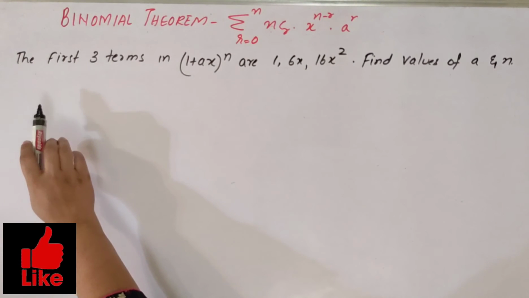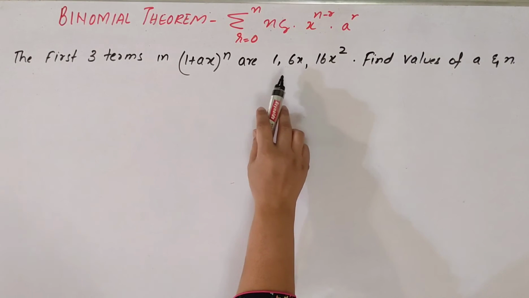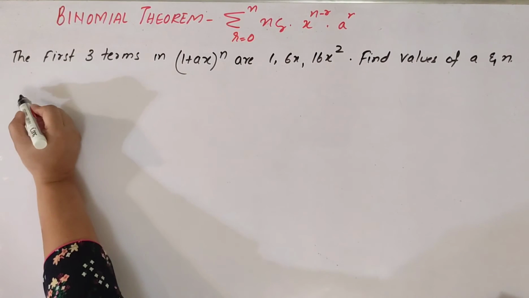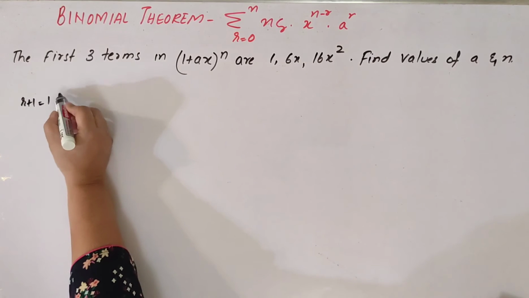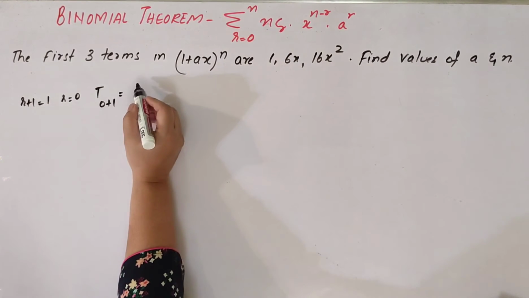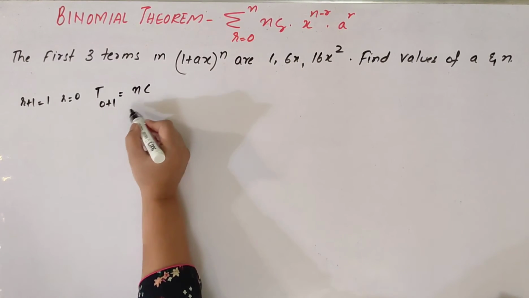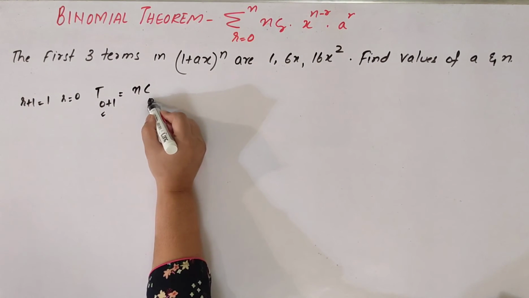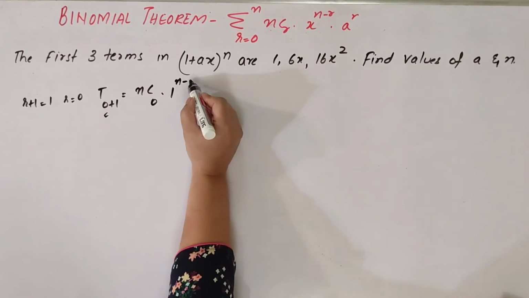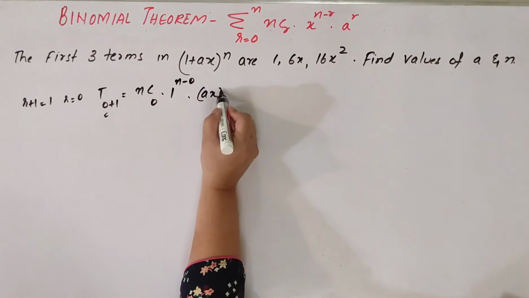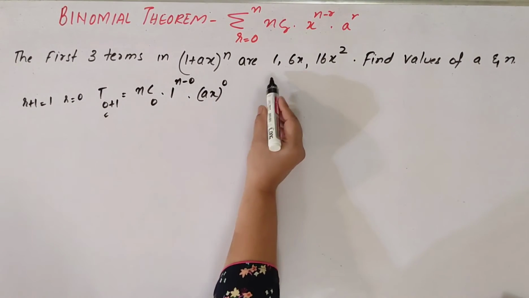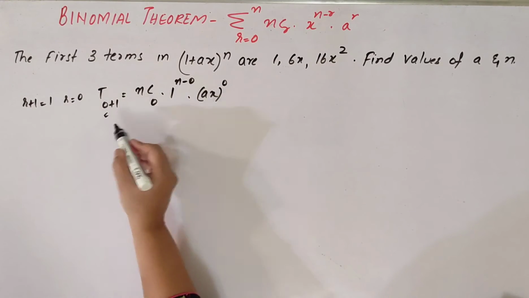So there is a problem where the first three terms are given, which are 1, 6x and 16x square. We need to find the values of a and n. So for the first term, r plus 1 is 1, which means r is equal to 0. So T(0 plus 1) is nCr, r is 0, nC0 into 1 to the power n minus r, which is n minus 0, into ax to the power r, which is 0. So this is 1. So the first term is given as 1.